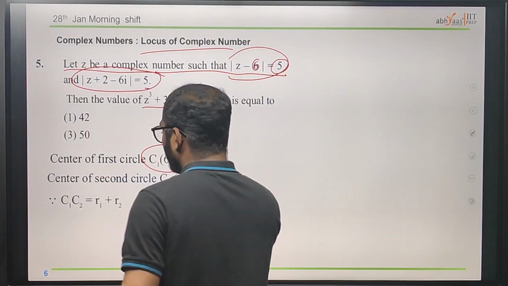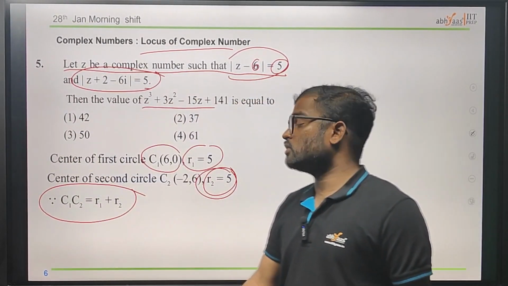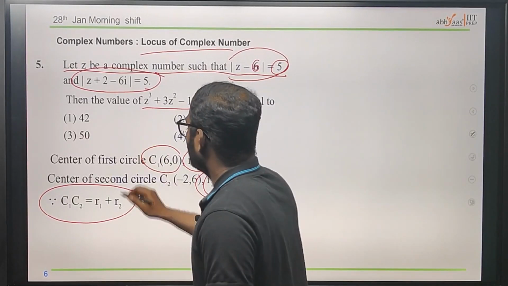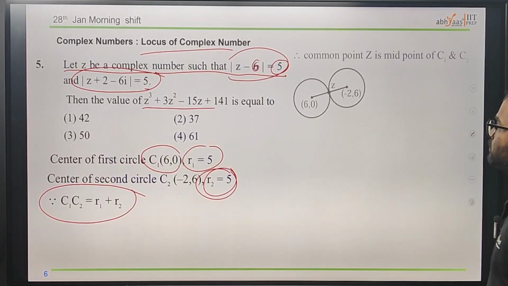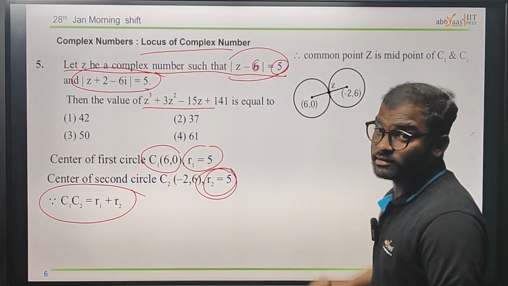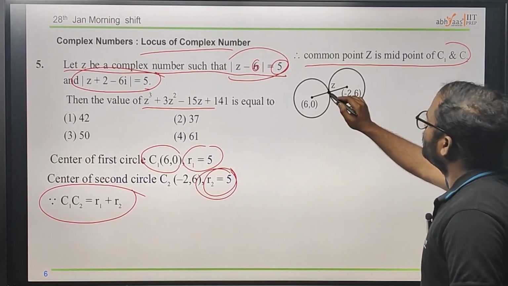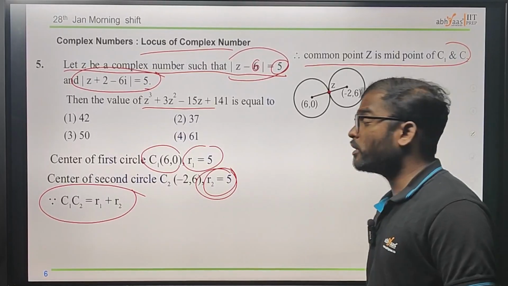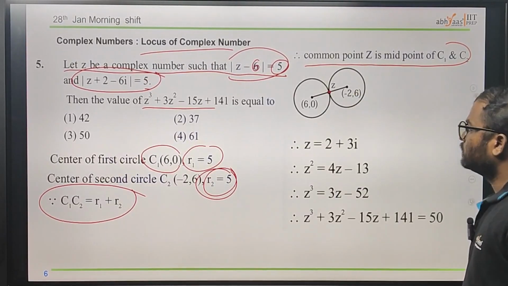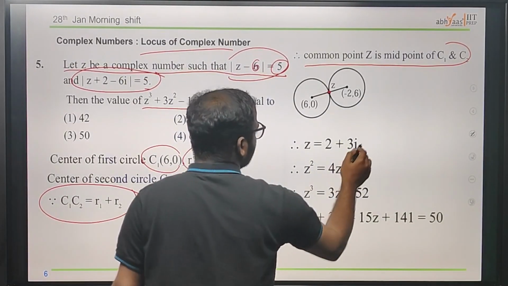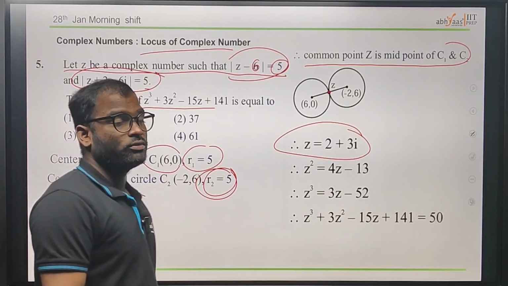We know that since c1 c2 is equal to r1 plus r2, with this we can see that these two circles are touching each other. Therefore the common point z, the midpoint of c1 and c2, will be here. z will be the common point between the two circles. Therefore, by using this, we have z2 is equal to 2 plus 3i.